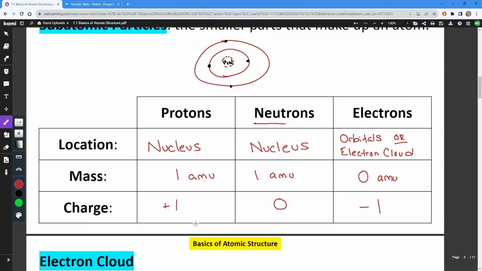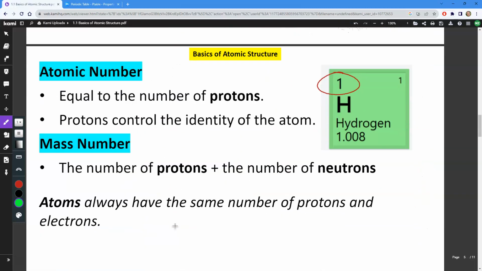So if we go back to our table here, the mass comes from the neutrons and the protons, because those are what really contribute to the mass. Remember, the electrons are so small and so insignificant that they don't really contribute anything to the mass. So when we talk about the mass number, we're talking about the number of protons and the number of neutrons.